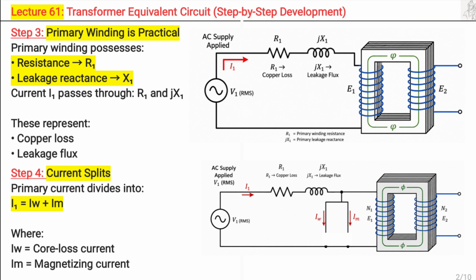Now, this current I1 splits into two parts, that is IW and IM, where IW is the core loss component, which is the losses occurring in the core, and IM is the magnetic flux establishing component, which is the component of current which establishes flux inside the core.